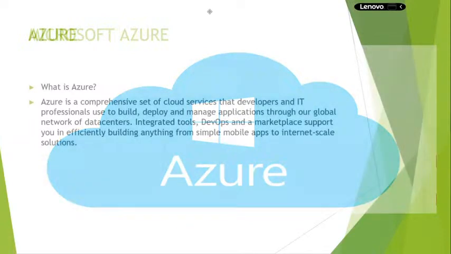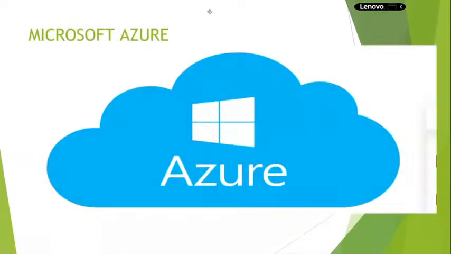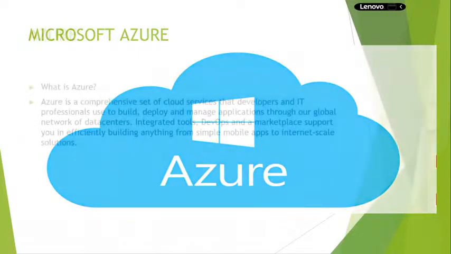Azure is a comprehensive set of cloud services. Note it down. What is Microsoft Azure? Azure is a comprehensive set of cloud services where we can build, deploy, manage, and access the applications through global network data centers. This is called Microsoft Azure. Okay, this is the exact definition. This definition is provided by Microsoft, not by me. As it is, I copied and pasted it here.